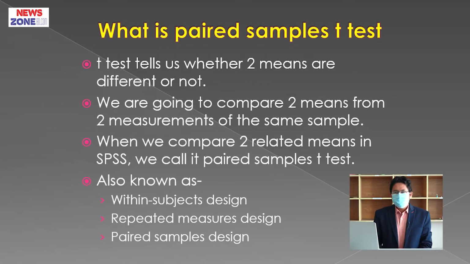First of all, let me discuss what is paired samples t-test. T-test tells us whether two means are different or not. We are going to compare two means from two measurements of the same sample in case of paired samples t-test. When we compare two related means in SPSS, we call it paired samples t-test. This is also known as within subject design, repeated measures design, and paired samples design.